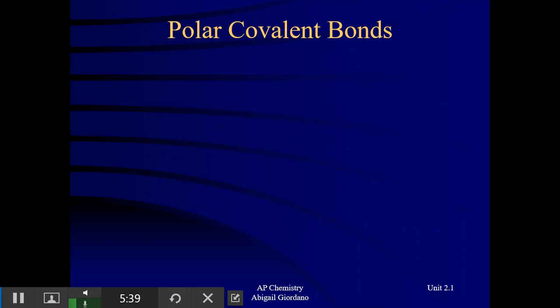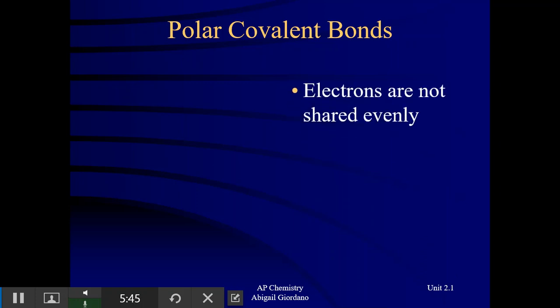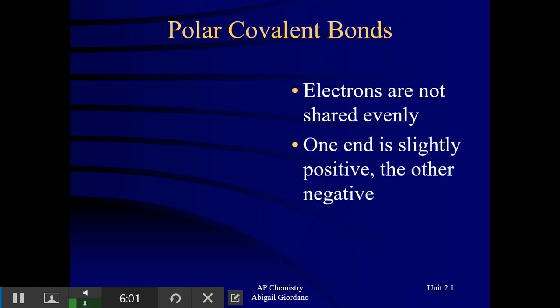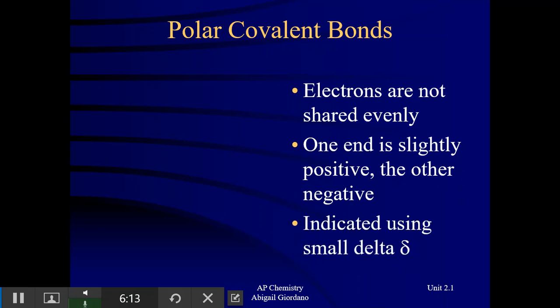Polarity is a topic that comes up when we're talking about covalent bonding. Remember, guys, from Chem 1, a polar covalent bond means those electrons that are being shared are not being shared evenly, equally, which means that one end of that covalent bond, the one end where the electrons are hanging out, is going to have a slightly more negative charge. The other end will be slightly positive. We use this Greek symbol delta to indicate polarity, and I'll show that to you in just a minute.